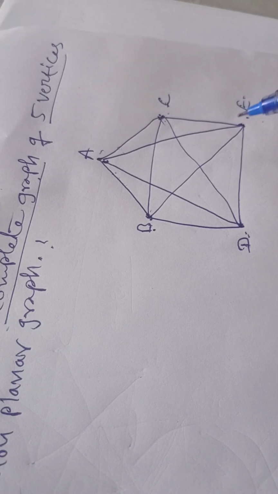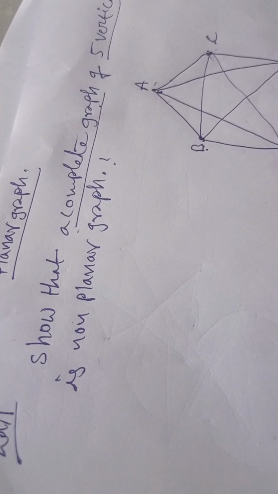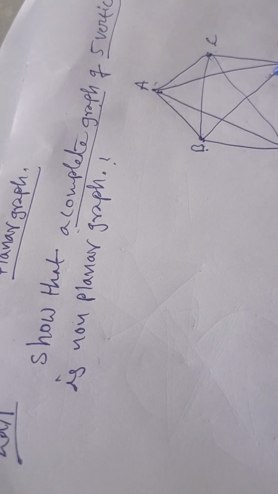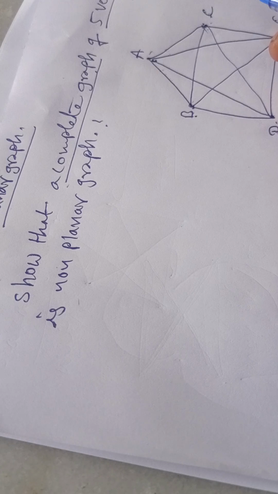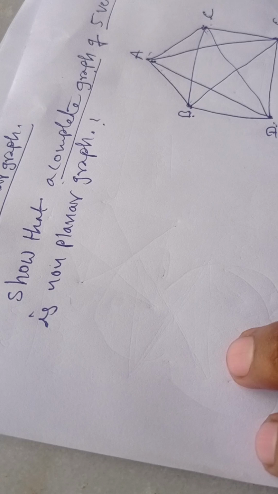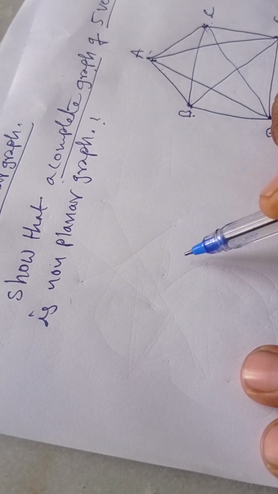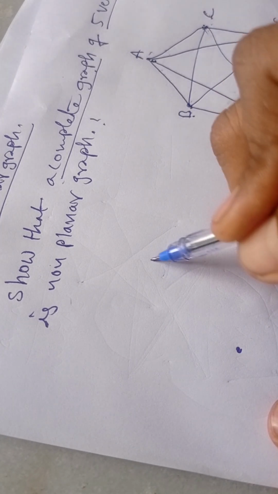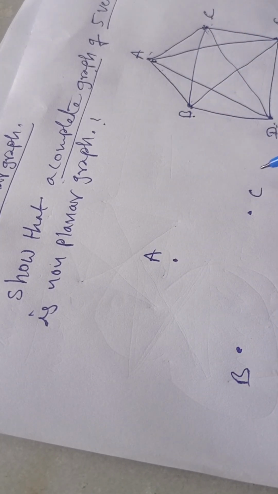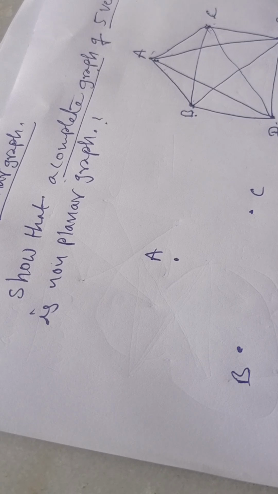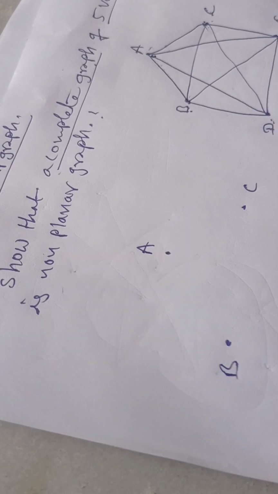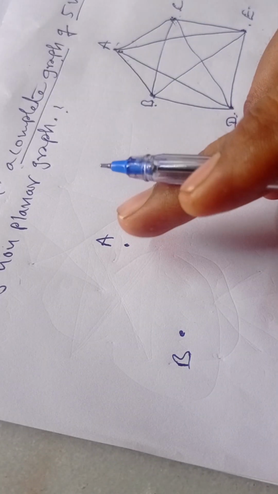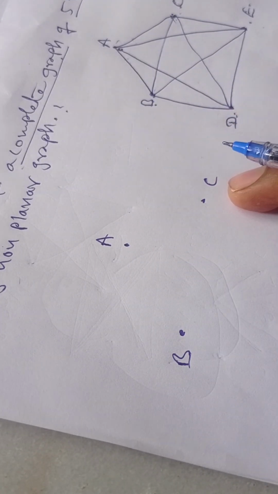So that is the first graph. Now let us draw the graph in the other way, the non-planar way, with vertices A, B, C, D and E.